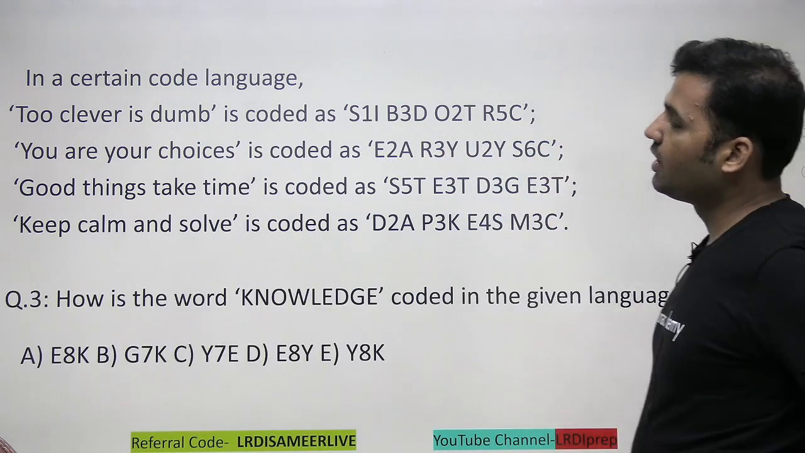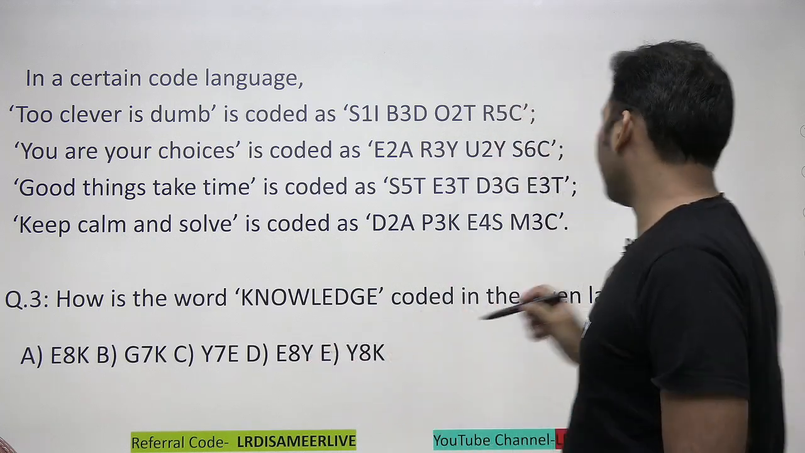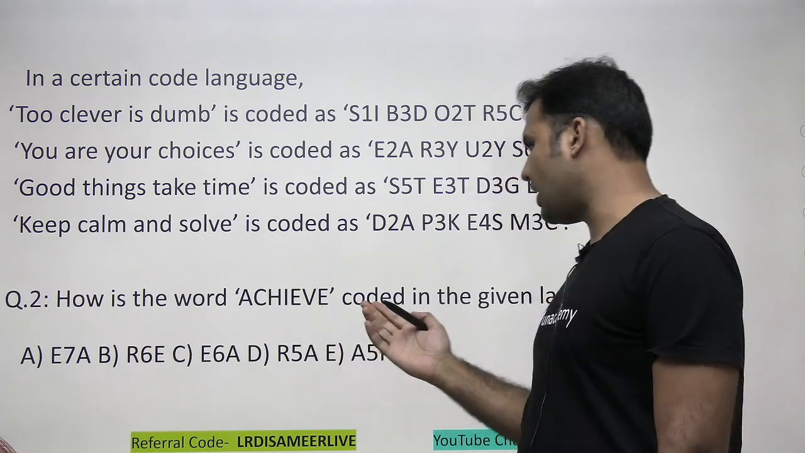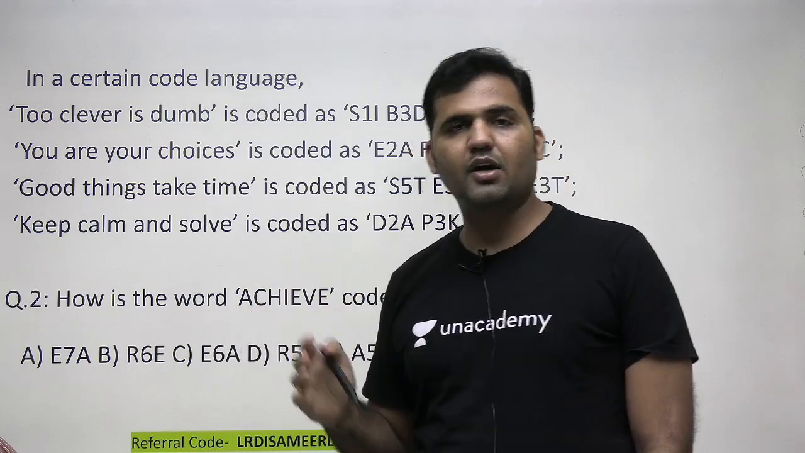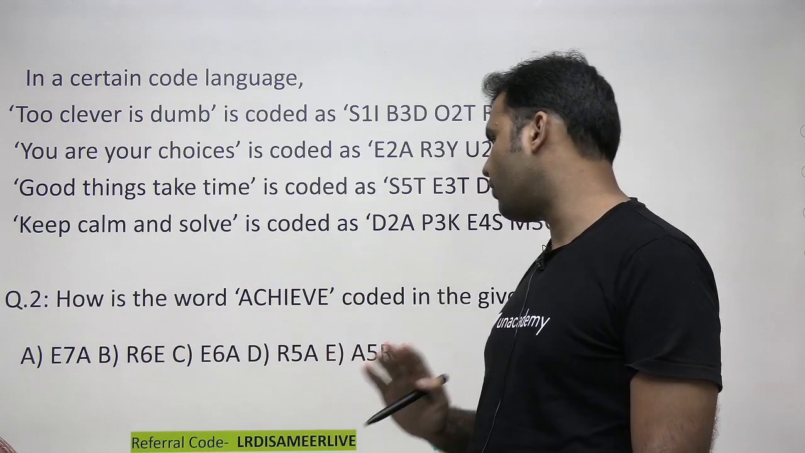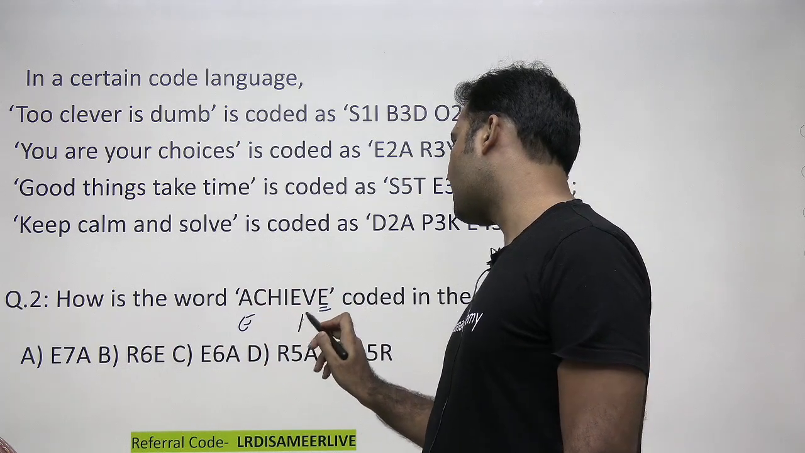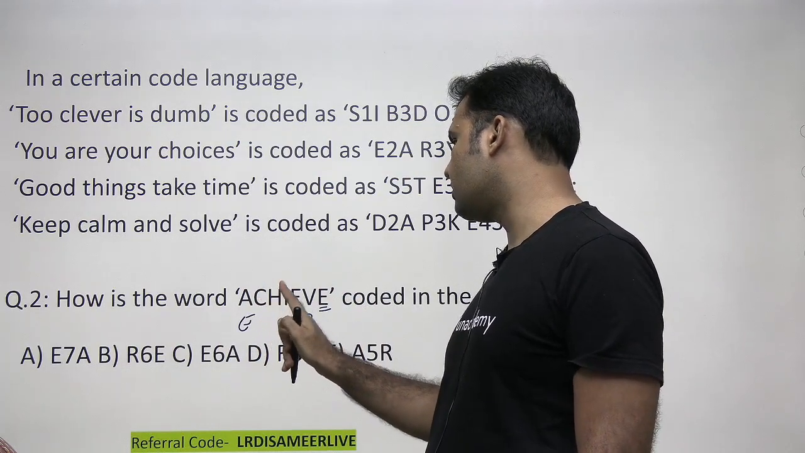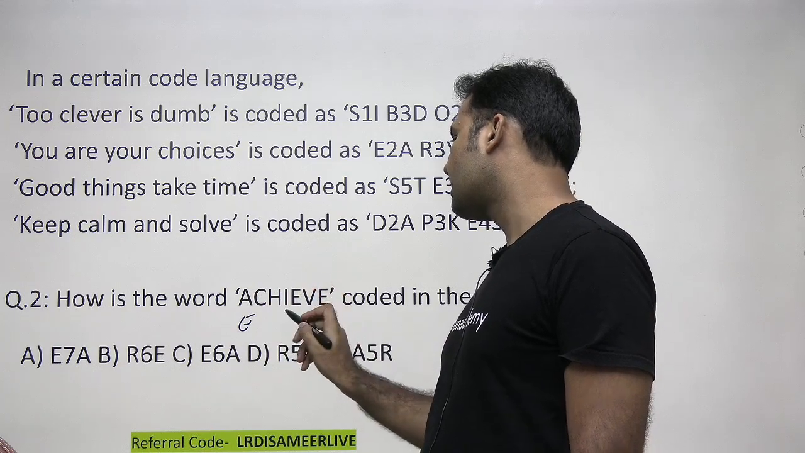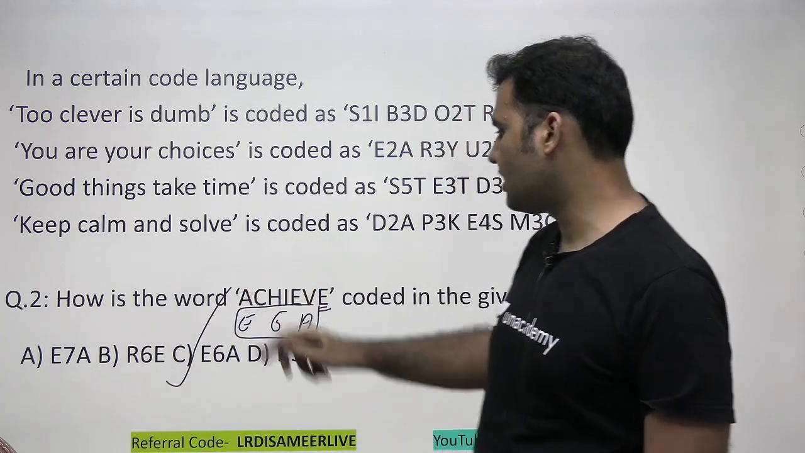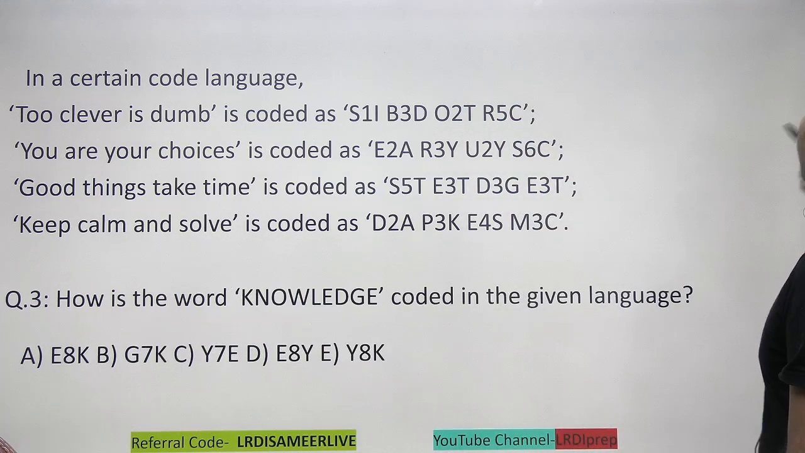Now, look at the next question. How is the word achieve coded in the given language? Again, very easy now. Once you decode the whole pattern, the question becomes very, very easy. The first will become E, the last will become A. The number of letters are 1, 2, 3, 4, 5, 6, 7. So in between, I'll be placing 6. E6A will be the answer. That is option number C.